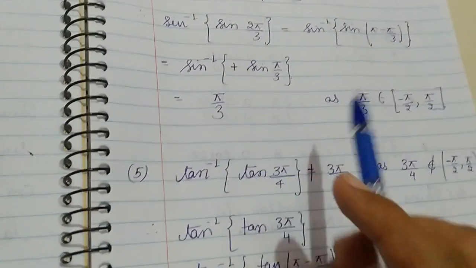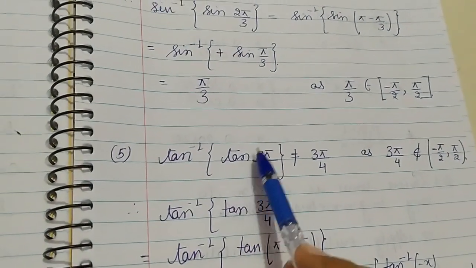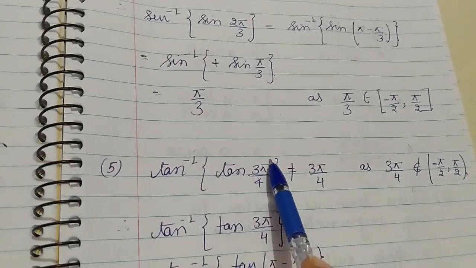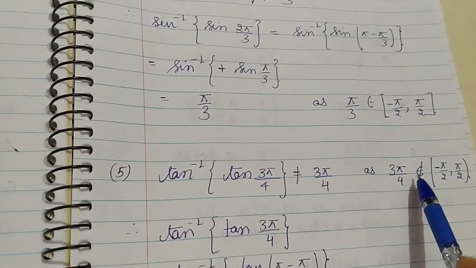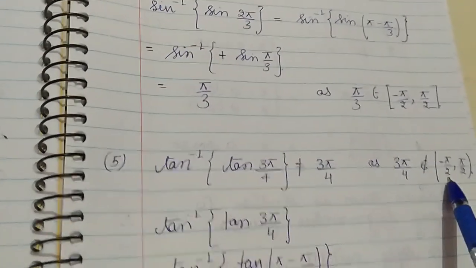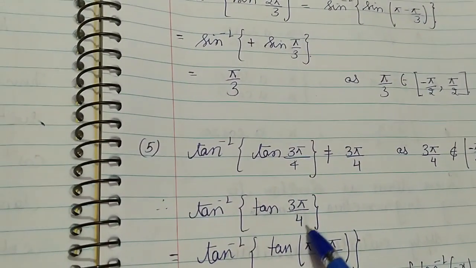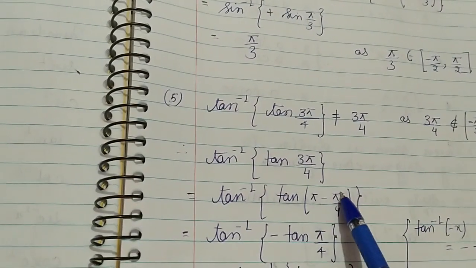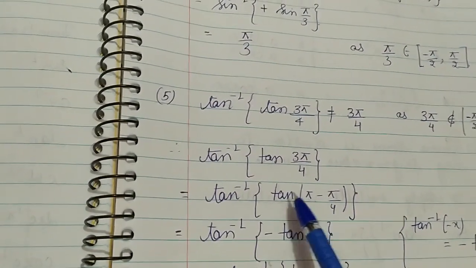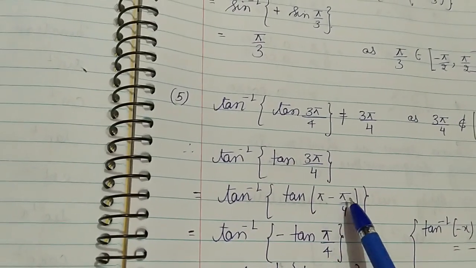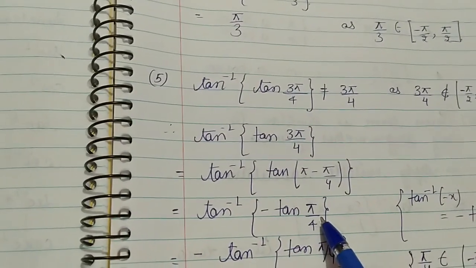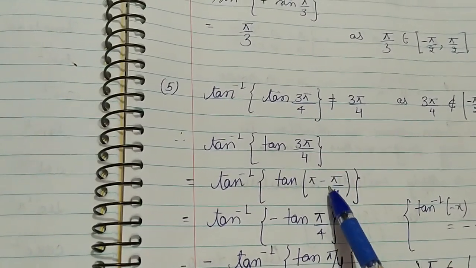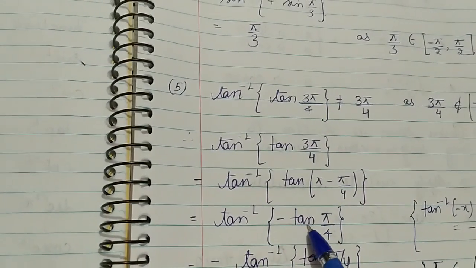Move to the next question. What is the value of tan inverse of tan 3 pi by 4? Again, we can't write tan inverse of tan theta equal to theta because theta is not an element of the range of tan inverse function. Then again we have to break this angle. This angle can be written in the form of pi minus pi by 4. Then the value of tan of 180 minus theta is equal to minus of tan theta.